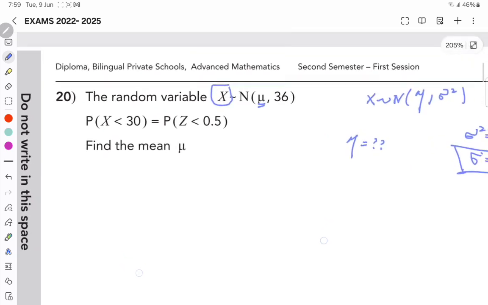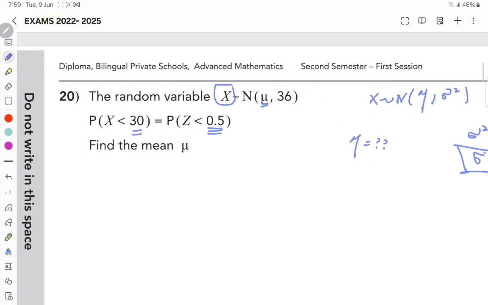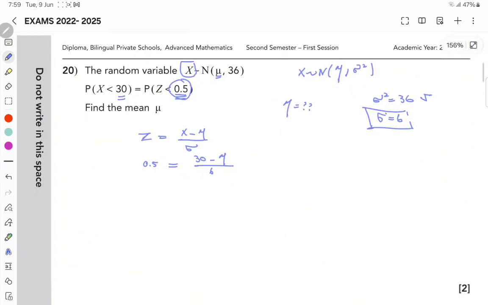So here he said, probability of x less than 30 is equal probability of z. Now that represents the value of z, and that represents the value of x. So it means I want to convert x to z. That happens only using that rule. Z is equal x minus mu divided by sigma. So the value of z is equal 0.5. Equal. The value of x, it's 30. Minus mu, it's unknown. Divided by sigma, which is 6. We're starting from here.